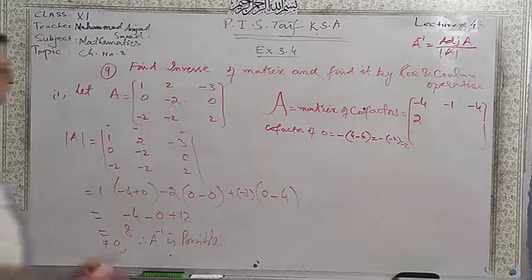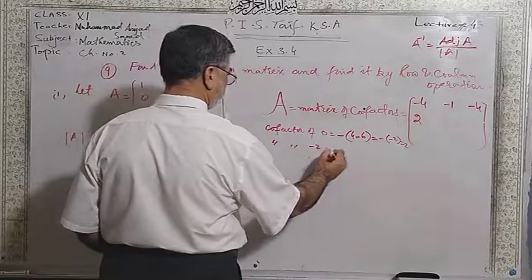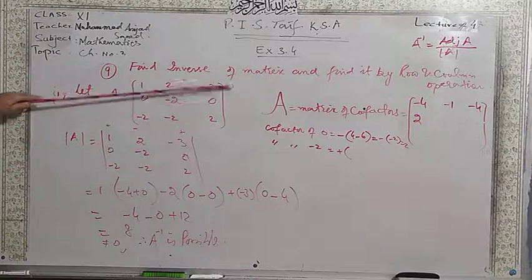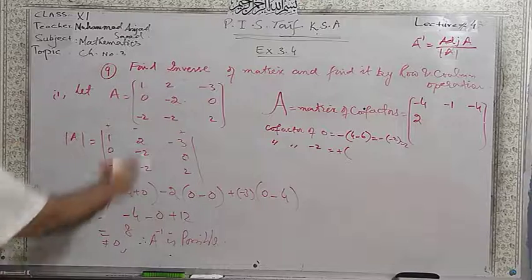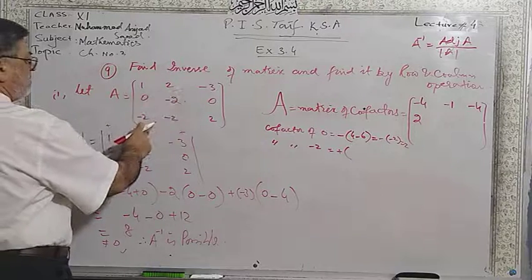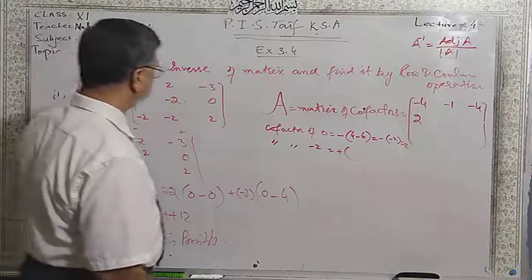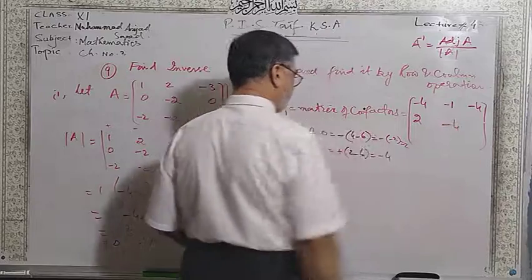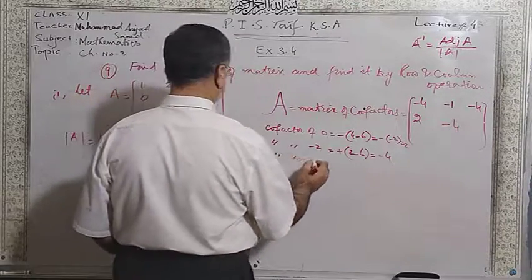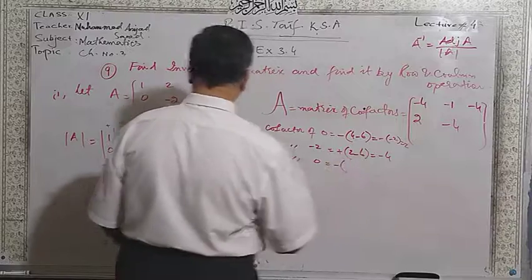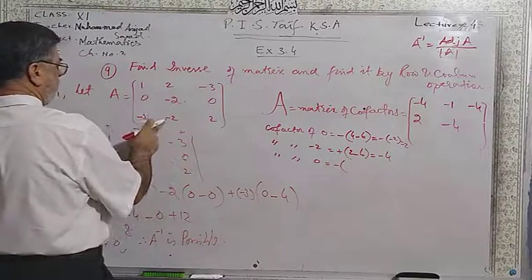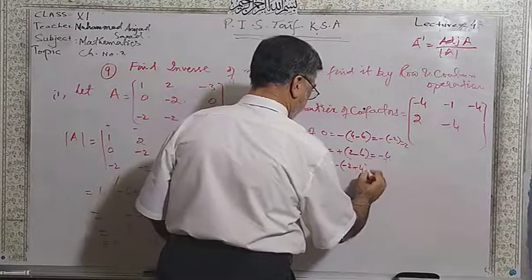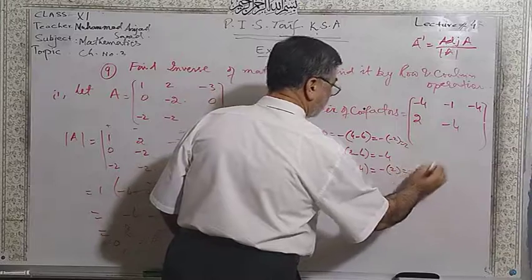After that, the cofactor of minus 2. That is plus, remove this column and row. This is the row and this is the column. AD minus BC, 2 minus 6. That will be minus 4. Here is minus 4. Then the cofactor of 0. Minus, remove this column and row. AD minus BC, minus 2 plus 4. That is minus into 2 is minus 2. That is minus 2.